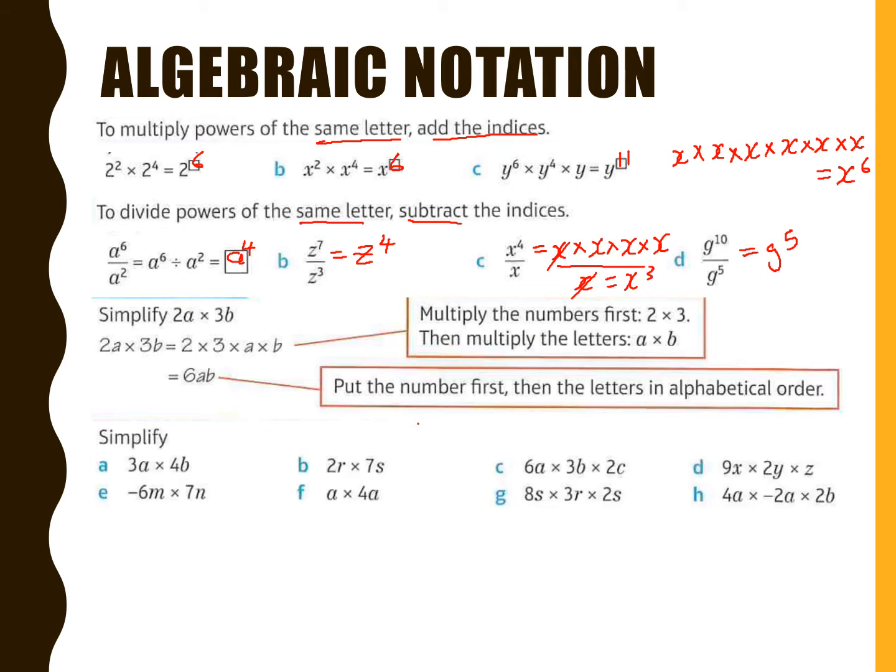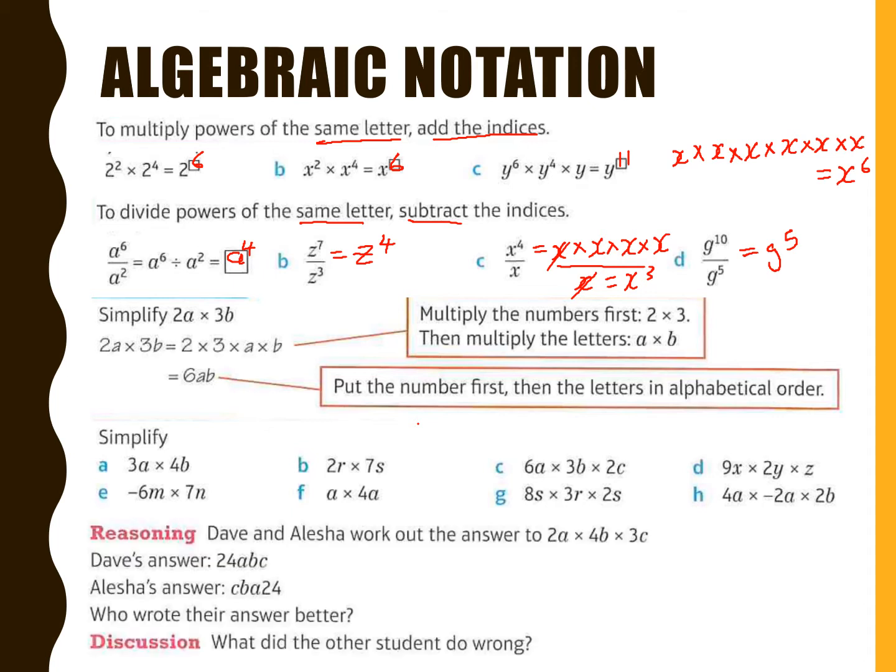I want you to simplify those. Be careful with these negative numbers, okay? Dave and Alicia work out the answer to 2a times 4b times 3c. Dave's answer is 24abc. Alicia's answer is cba 24. Who wrote their answer better? Remember, the question is not who wrote their answer wrong. This is still right, but they're saying who wrote the answer better. And in this case, it's Dave.